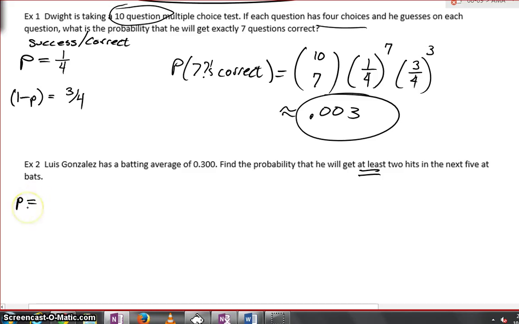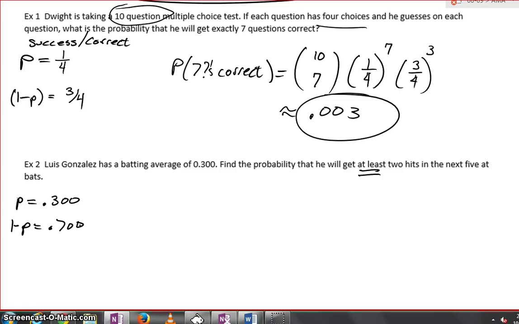The probability of a success would be getting a hit, of course. We know that is 0.300. What's the probability of him not getting a hit? 0.700, or just 0.7, right? So it's far more likely that when this man goes up to bat, he's not going to get a hit. Well, that's all well and good. This is not quite the same problem that we had before.